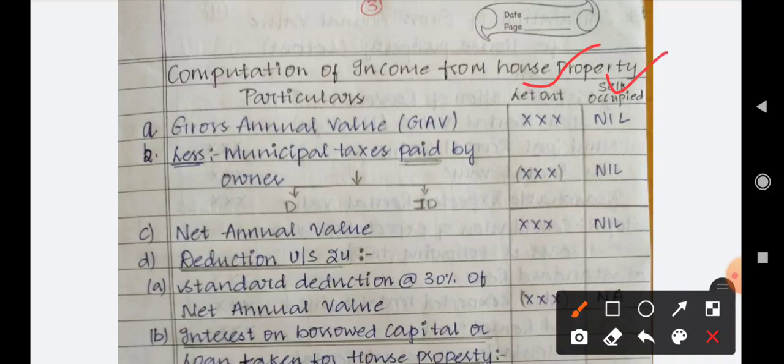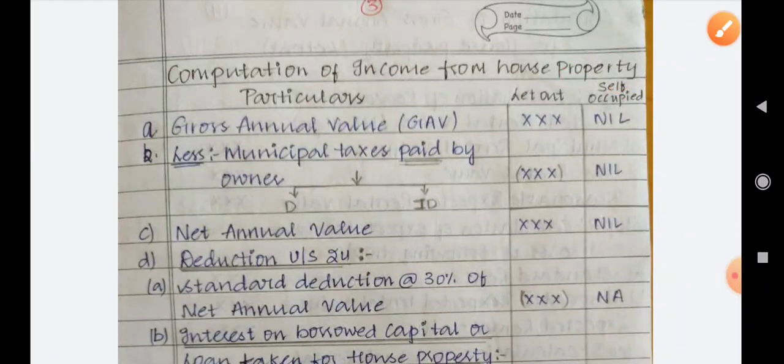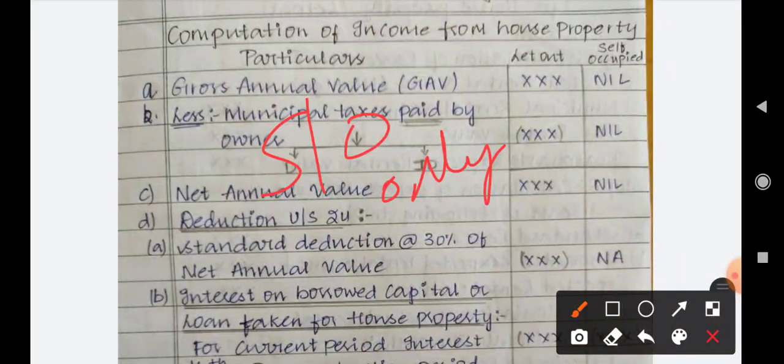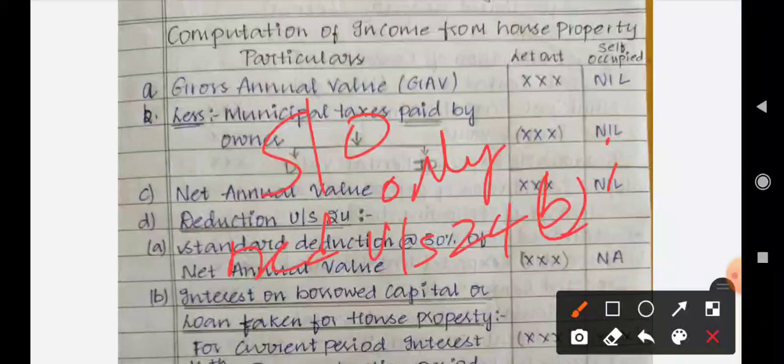I want to clear one thing beforehand itself. In case of self occupied house property, please remember, only deduction under section 24B is allowed.